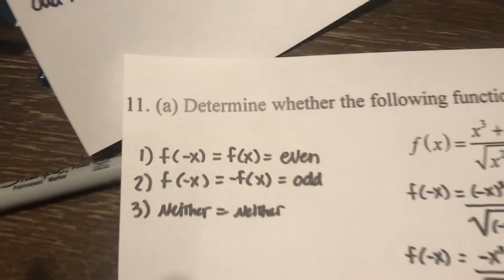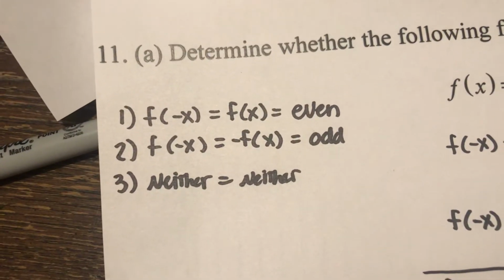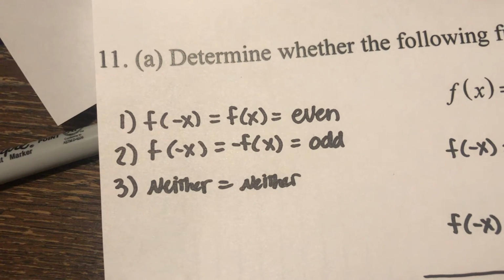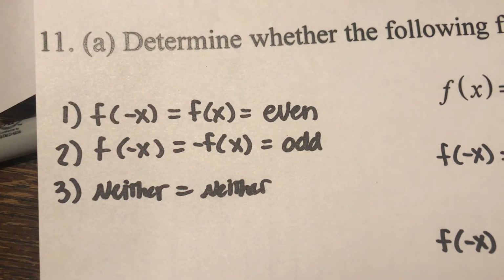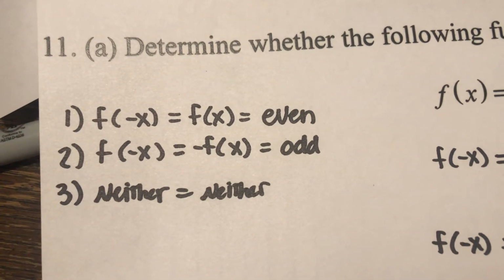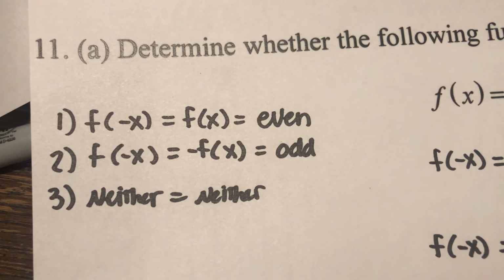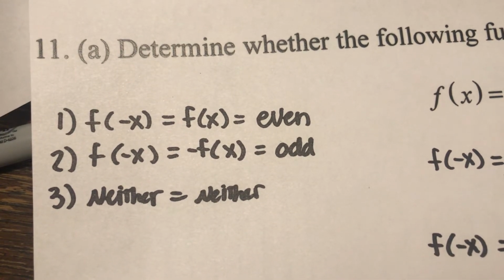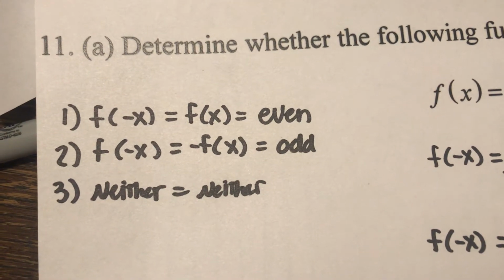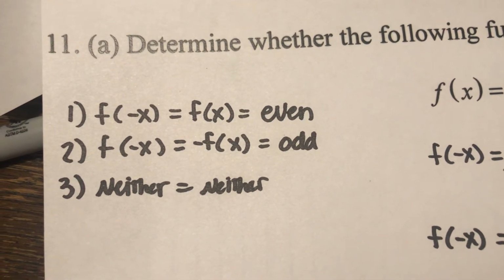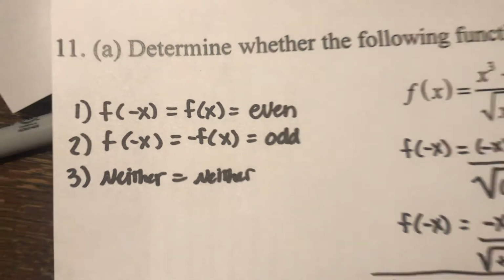And so I'm going to show you some rules that will help you to determine whether a function is even, odd, or neither. If a function is even, f of negative x will be equal to f of x. If it is odd, f of negative x will be equal to negative f of x. And if neither is equal to each other, then it's neither.